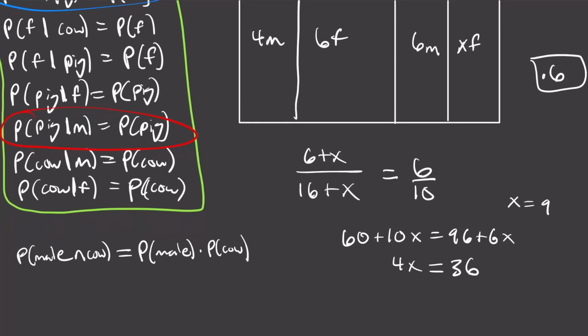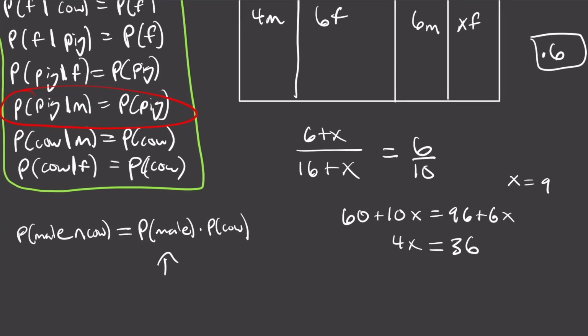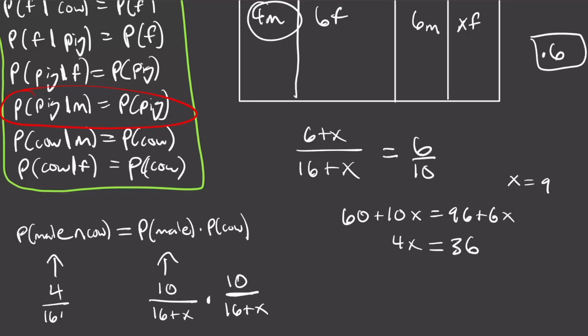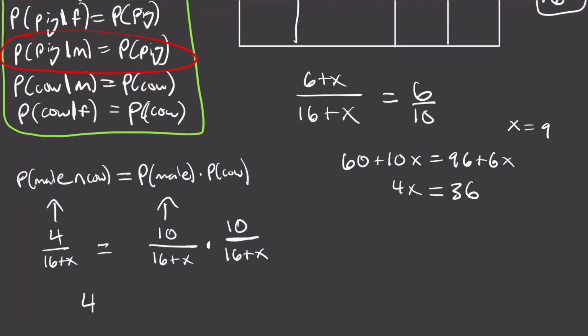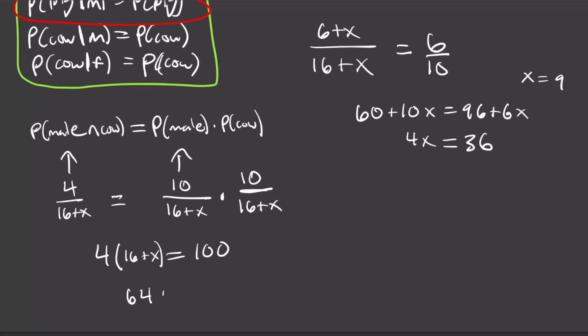So again, if I was solving for it this way, the probability that I'm a male would be I have 10 total males overall, 16 plus X total animals. And then here for my cows, well, I'd have 10 cows as well and 16 plus X total animals. Now the probability that you're both male and a cow, there's 4 total male cows out of 16 plus X, again, total animals. We could have canceled out a 16 plus X from each side, and we get 4 times 16 plus X, once we multiply the other one over, is equal to 100. And then we just get that 64 plus 4X equals 100. And then again, you get that X equals 9.